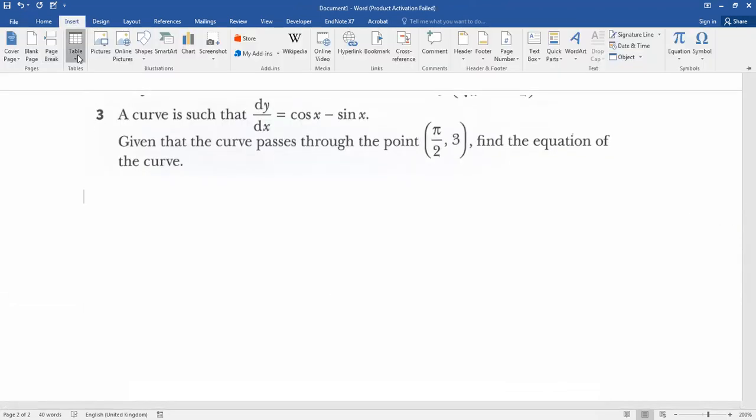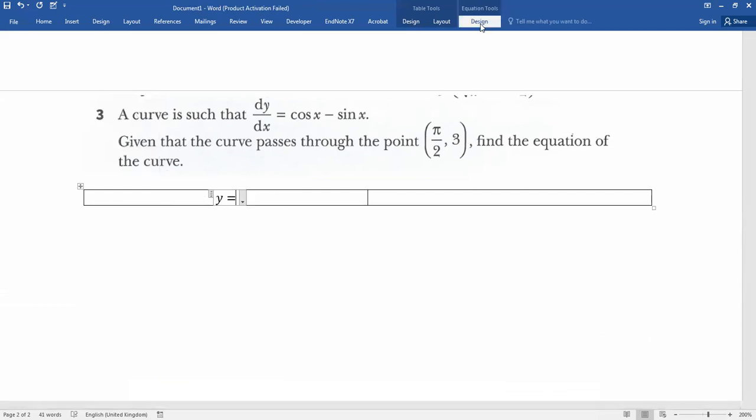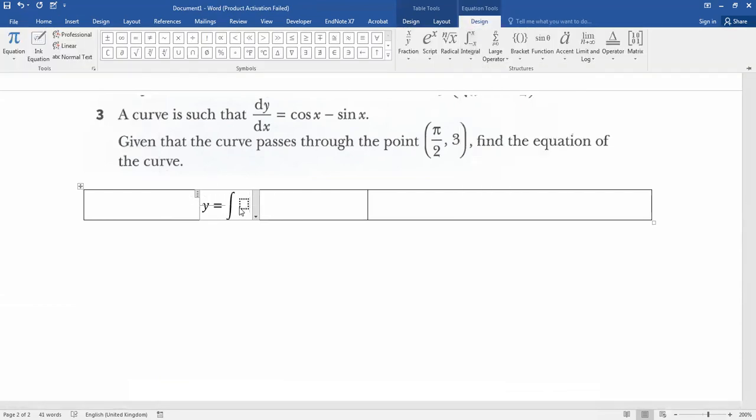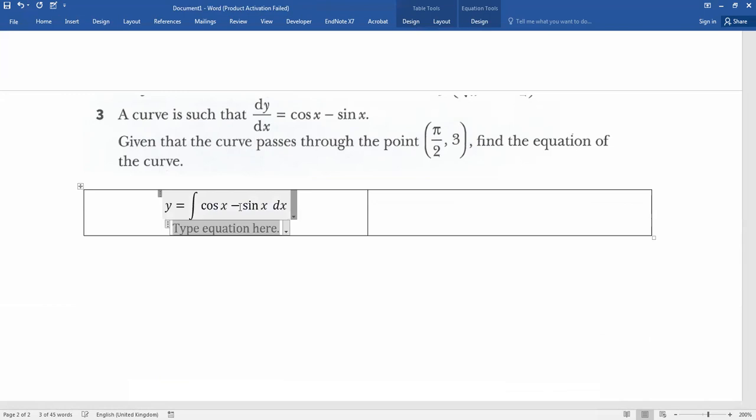We know if we integrate this, we'll get y. So integrating cos, I get sine x. Integrating negative sine, I'll just get cos x plus c.